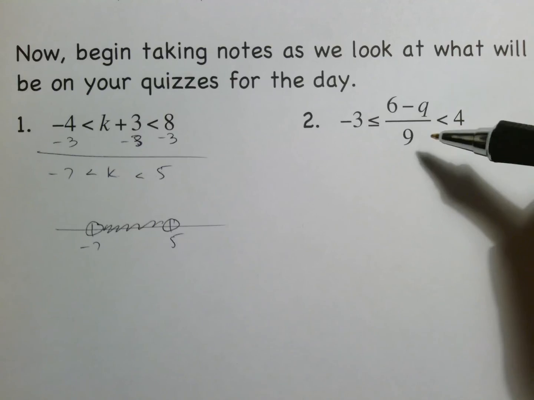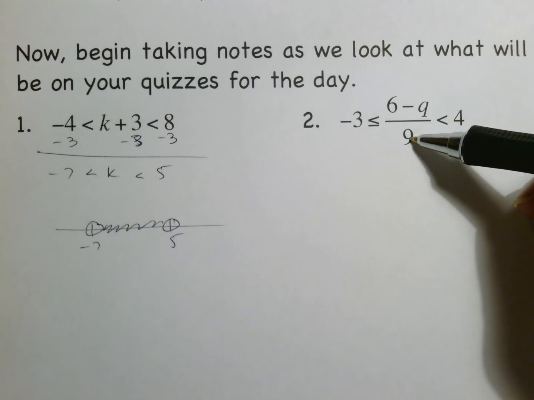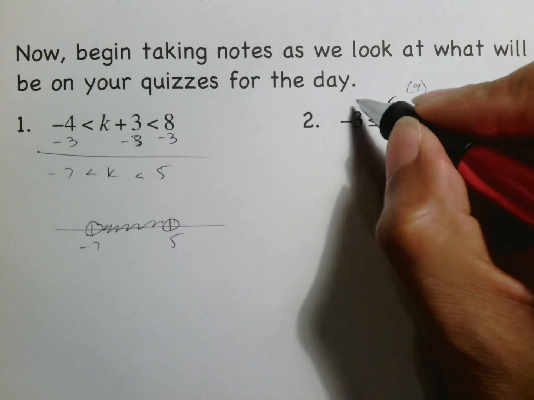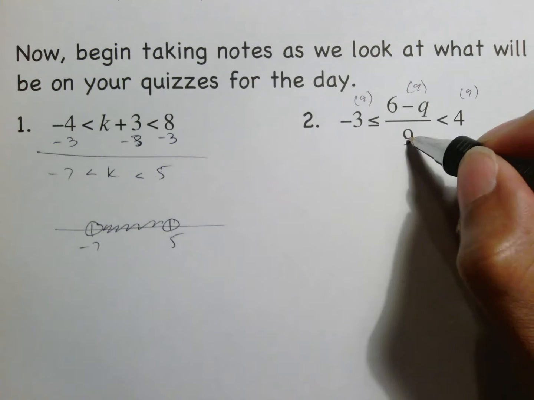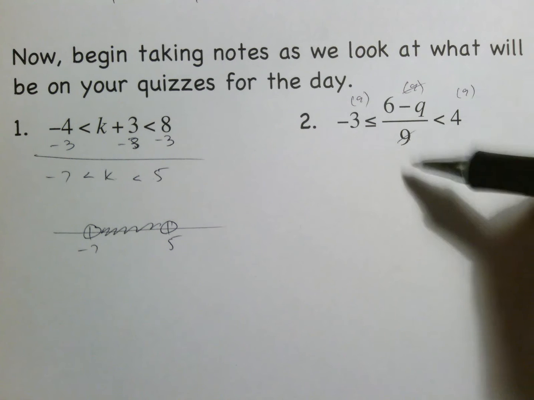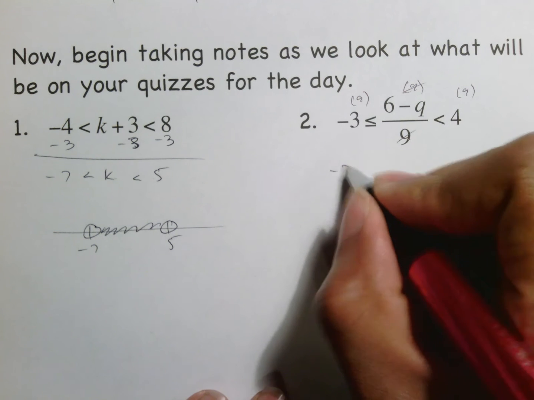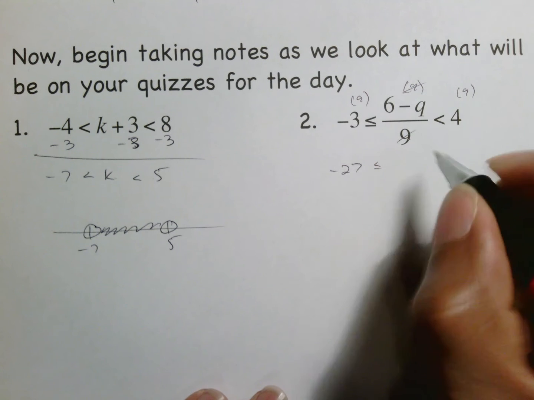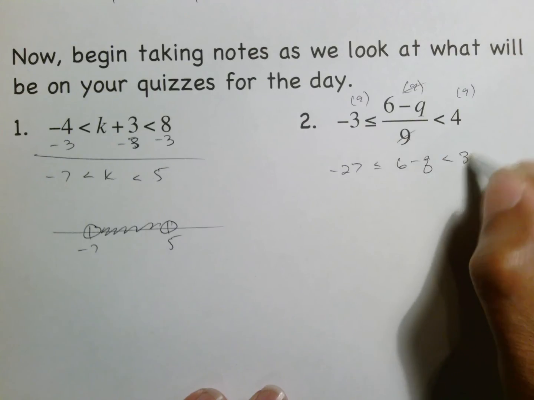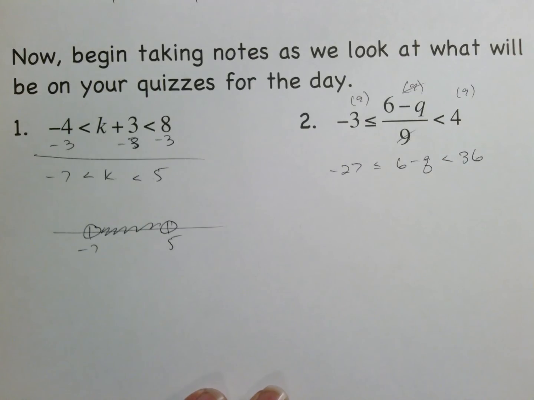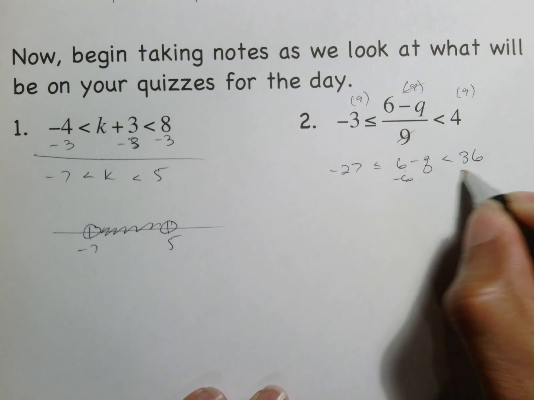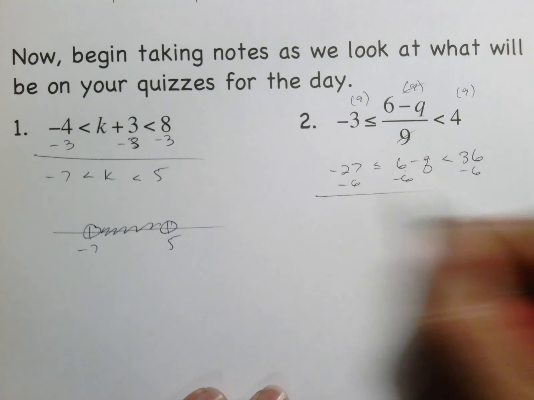On question number 2, the first thing we learned was to get rid of the bottom number, and the way we get rid of the bottom number is by multiplying everything by that number. Of course here the 9's will cancel, because that's why we multiplied by 9, to get rid of it. You end up with negative 27. Keep the symbol. 6 minus q. Keep the symbol. 36. 6 now must go. It's a positive 6, so what you will do is subtract 6 from all three sides.